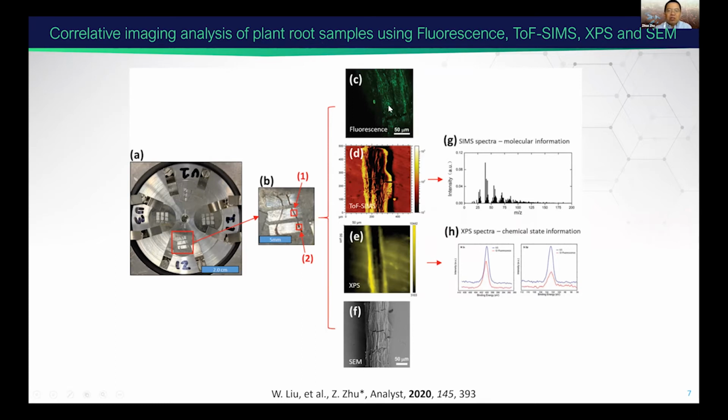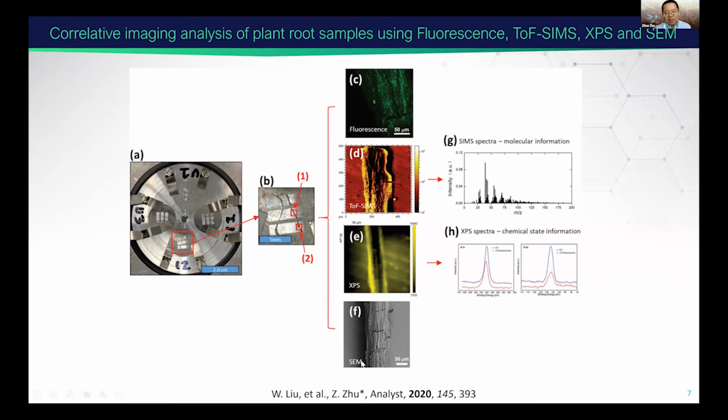So why do we want to use fluorescence? Because fluorescence has been widely used for PGPB attachment, so we can know the distribution of the PGPB. Then at the same location, we use TOF-SIMS imaging to make sure we go to exactly the same location, and then we can collect the spectrum from this location to get chemical molecular information. We can also use XPS imaging to find exactly the same location and do high resolution XPS spectra to know the chemical state information of the sample surface.